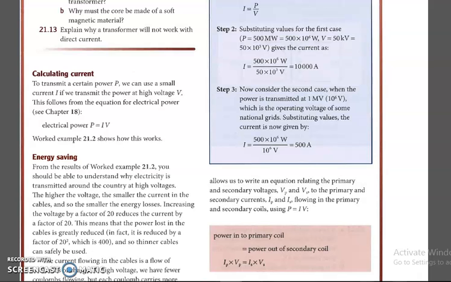Power has the equation IV, and it also has the equation I squared R. So if the current increases by 2, the power loss will increase by 4. So it's better to decrease the current and increase the voltage.